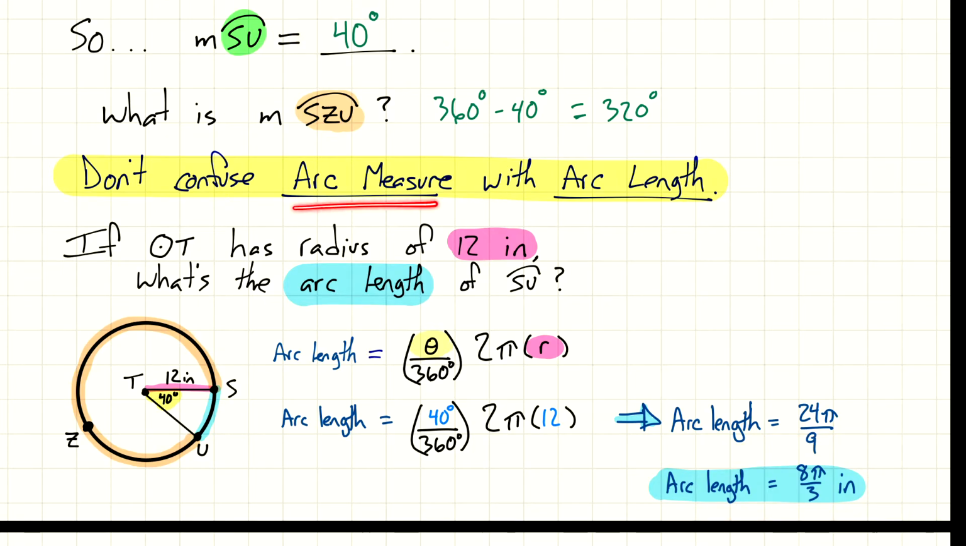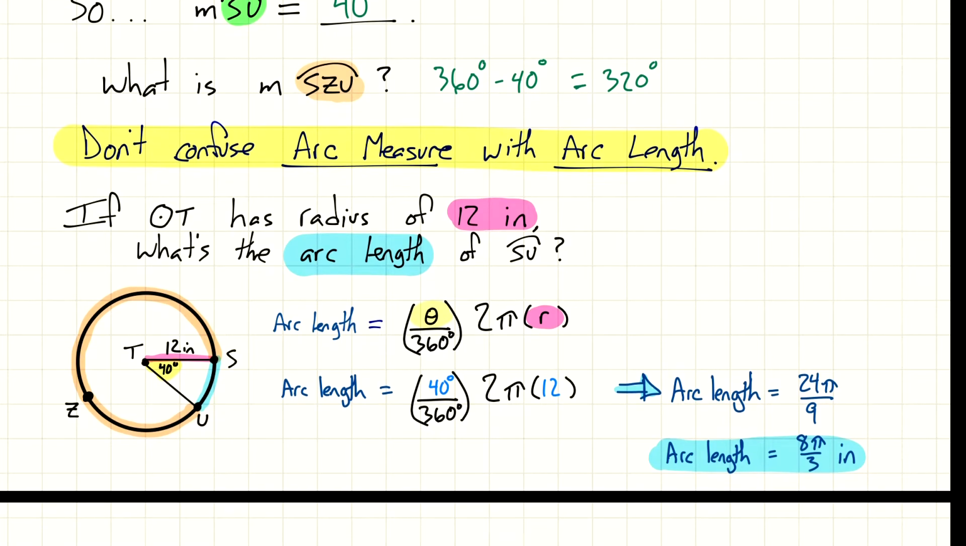So arc measures in degrees, arc length is going to be something you might measure with a ruler. Inches, centimeters, maybe even feet. All right, so that's just a note. Don't confuse the two. You definitely need to know how to solve both types of problems.